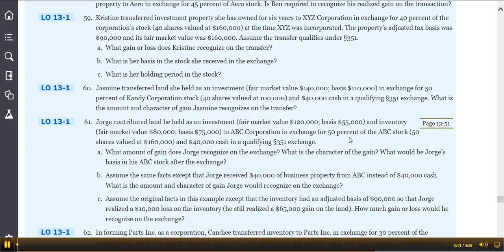Hello everyone, this is chapter 13, problem number 61. Let me read through the problem and we'll work through it together.